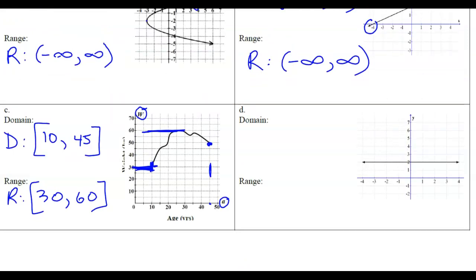Now in D, that's a line as well, but it's not an oblique line. It's a horizontal line. Horizontal, think of the horizon. It is this way, parallel to the ground. So it's going left and right, no gaps. So it's all real numbers for domain, which means negative infinity to positive infinity. But the range, there's only one value. No matter what point you're at, it's 2.